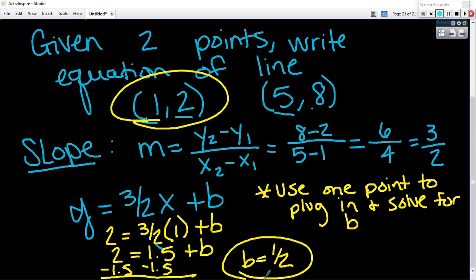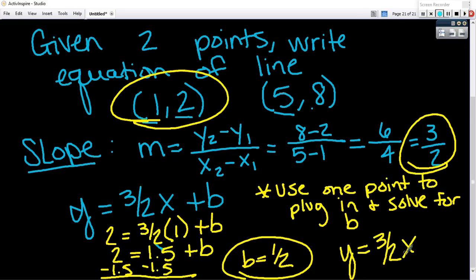Okay. So now I just plug in what I know. I have M and I have B, so my equation is y equals M X plus B. Does that make sense? No. Which part doesn't make sense? The bottom part? Okay, when we found B.